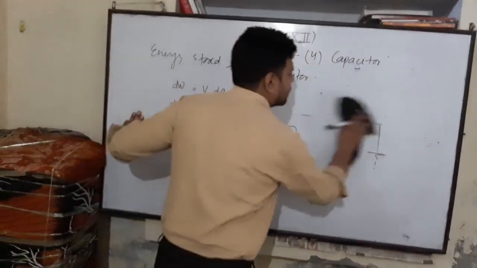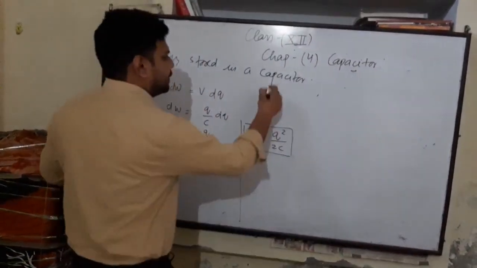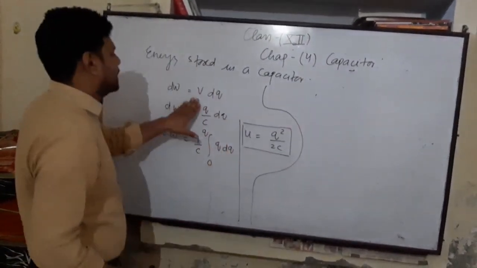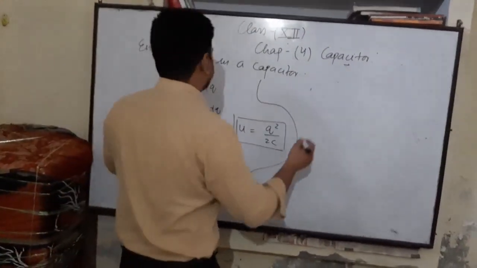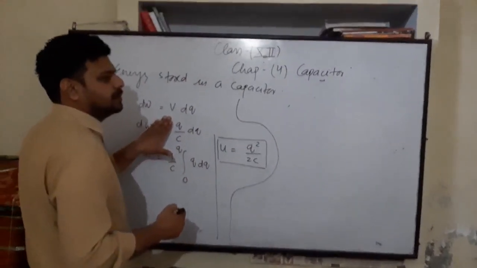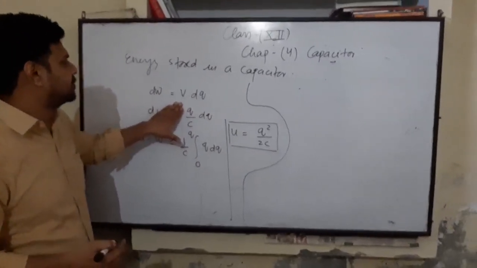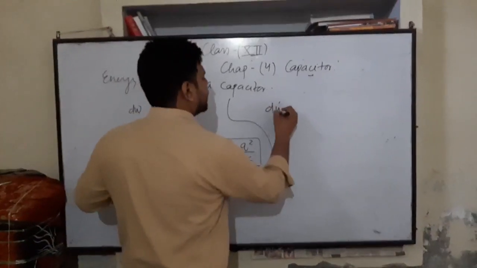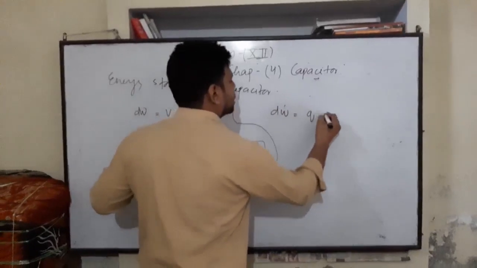We can do it another way. Now let a capacitor be charged, having total charge q. Then the small work done dw is equal to q dV.